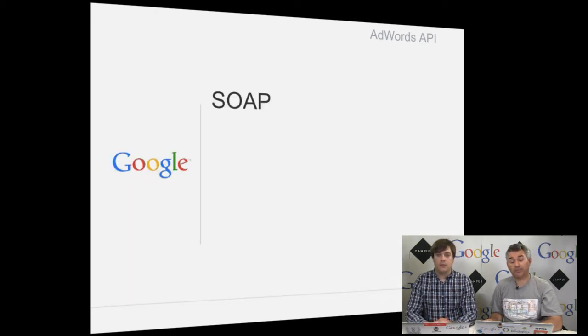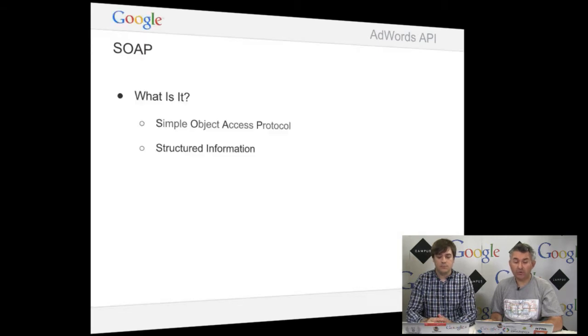So then SOAP. SOAP stands for Simple Object Access Protocol, and this is the text language that is used to pass information from your code back to our backend, and then from our backend back to you. It's an XML-based protocol for exchanging structured information backwards and forwards between our two sets of code.